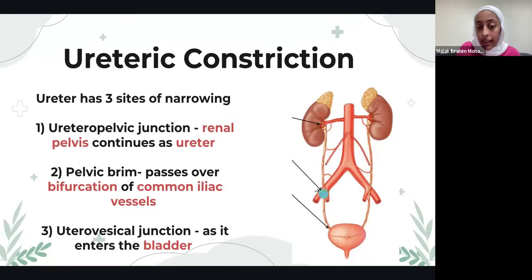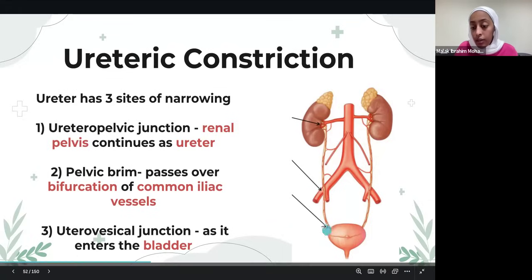The second narrowing is at the pelvic brim, which is the part where the common iliac divides into the internal and the external iliac. So at this point where it divides into the internal and the external iliac, this is another point of constriction. And the last point of constriction is called the ureterovesical. We divide the name; always try to divide the name to understand. Ureterovesical means ureter and the vesicle, which we said is another word for the urinary bladder. So here is another constriction.